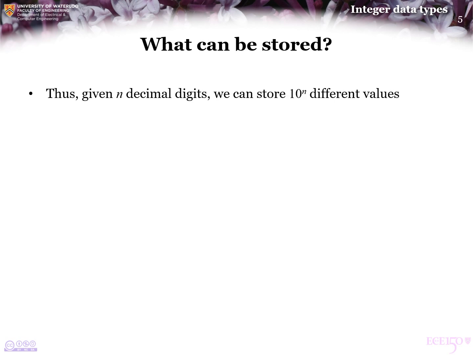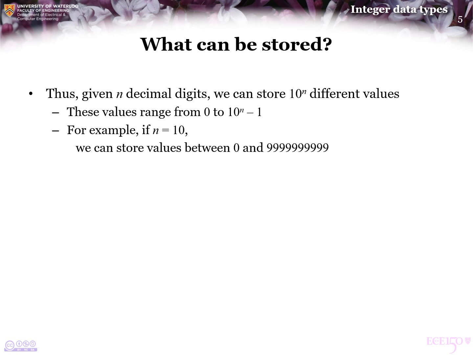Thus, given n decimal digits, it makes sense that we can store 10 to the n different values. And these values are going to range from 0 to 10 to the n minus 1. For example, if n is equal to 10, we could store values between 0 and 9,999,999,999.